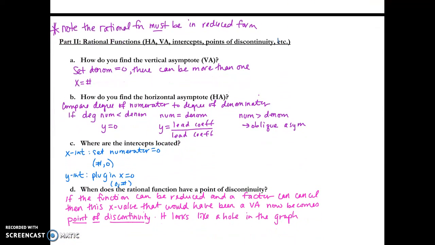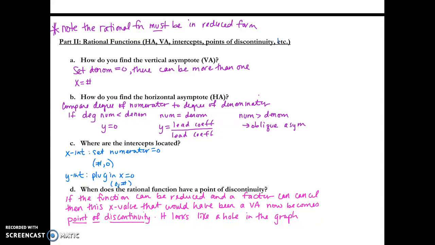Okay, when we're working with rational functions, these are any functions where the equation is a fraction, and we have variables in the denominator. When we're graphing rational functions, we need to find the vertical asymptotes and horizontal asymptotes. To find our vertical asymptotes, we have to set our denominator equal to 0 and then solve. There is allowed to be more than one vertical asymptote, and we write it in the form x equals a number. To find horizontal asymptotes, we need to compare the degree of the numerator to the degree of the denominator.